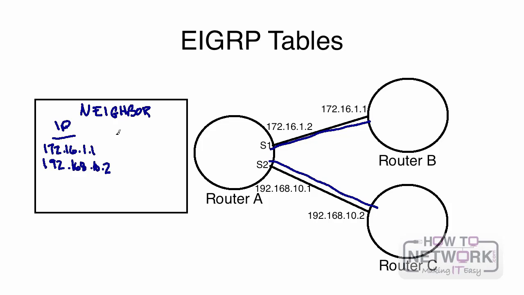But there's also other information in the neighbor table as well. Router A also wants to know what interface these routers are off of. So router B is off of serial 1, router C is off of serial 2. So should I need to forward them traffic, I know exactly which interface they will be exiting. And then finally, there's other information that is entered into the neighbor table.